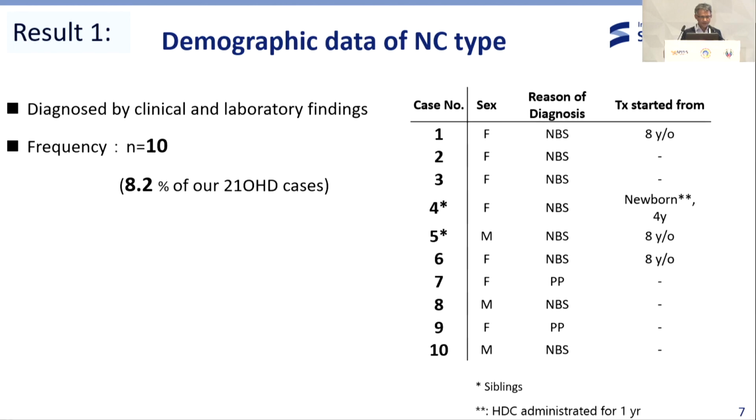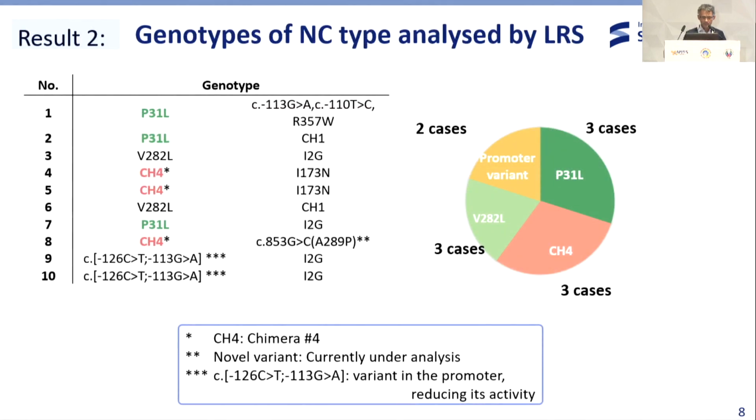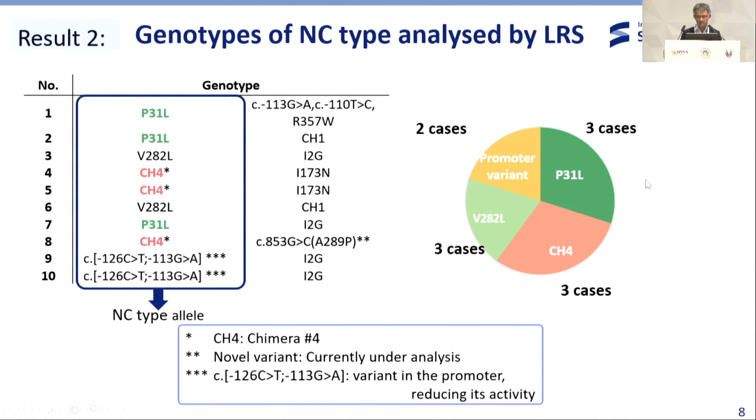And we analyzed our cohort of non-classical type. The N is 10. And the results were like this. So you can see the graph on the right. One thing we noticed is that the prevalence of P31L was much less than we expected. So where are the missing P31L patients?